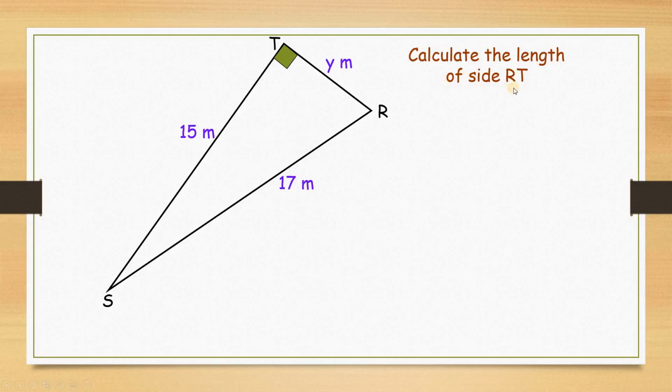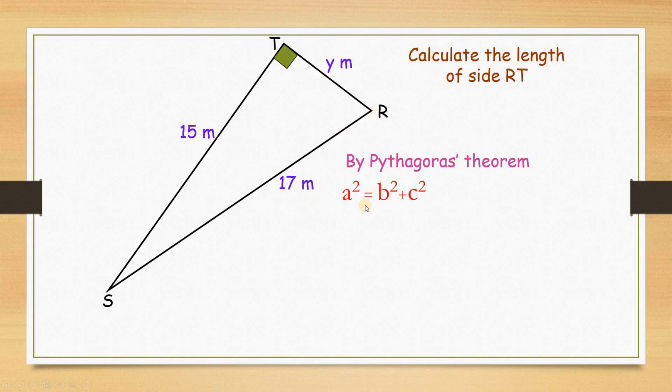Another example: calculate the length of side RT. Go ahead and pause the video whilst you're doing this. Okay, so by Pythagoras theorem, a squared equals b squared plus c squared. Which one is the long side here? It is labeled 17 meters here. That's the longest side. That's the hypotenuse. It's opposite the right angle. Hypotenuse is always opposite the right angle, and it's always the longest side on a right-angled triangle.